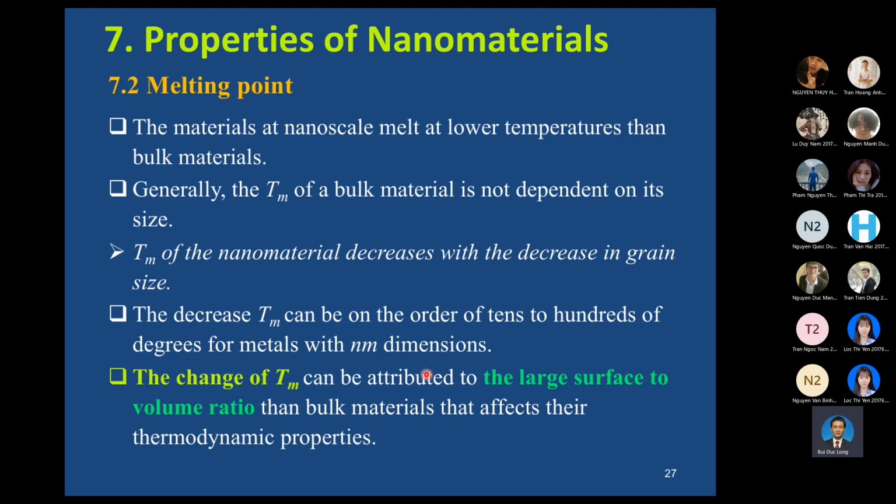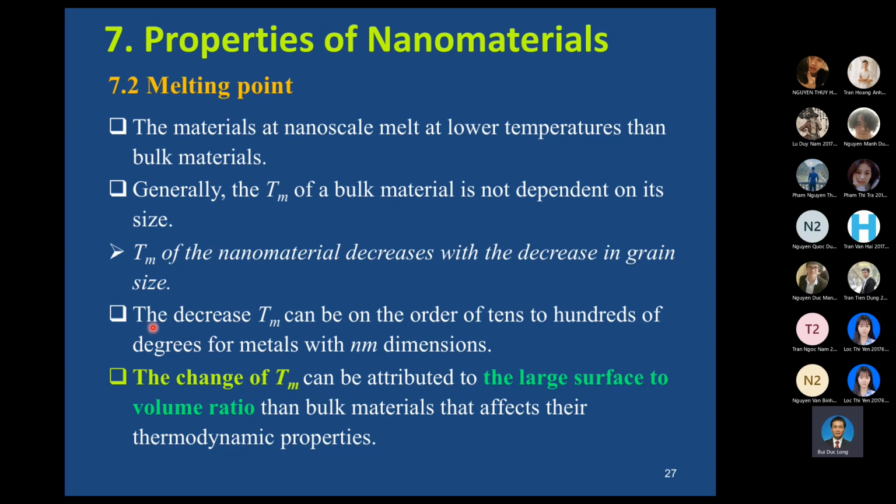In fact, the melting temperature of nanomaterial will be reduced when it's at nano scale. Here it says generally the melting point of a bulk material does not depend on its size, but the melting temperature of nanomaterial decreases with the decrease in grain size. So here is the difference between nanomaterial and bulk material.